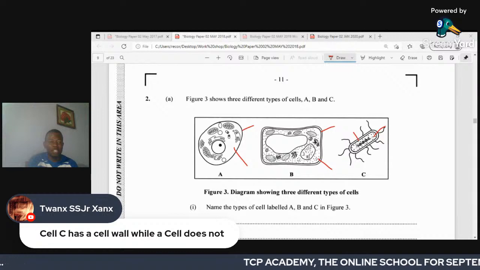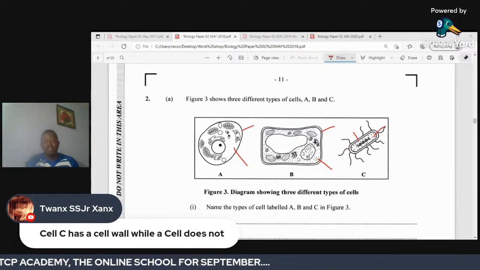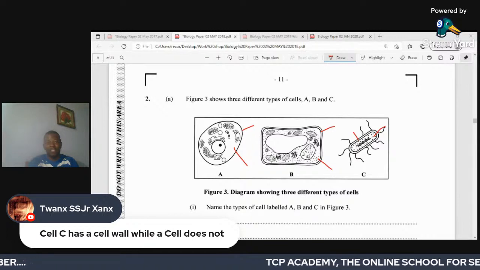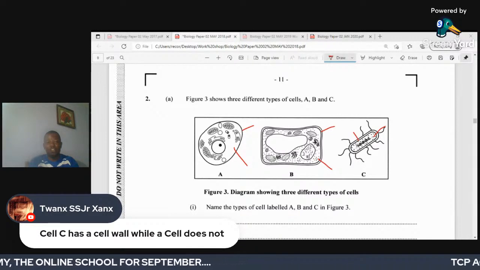Cell C has a cell wall, A does not. Great. So that's it. If you look at A, it's the animal cell. It has a cell membrane, does not have a cell wall, but the bacterium has a cell wall. It also has a flagellum that allows it to move.